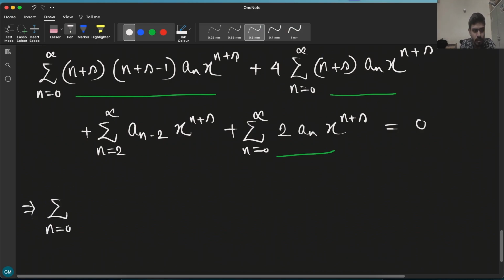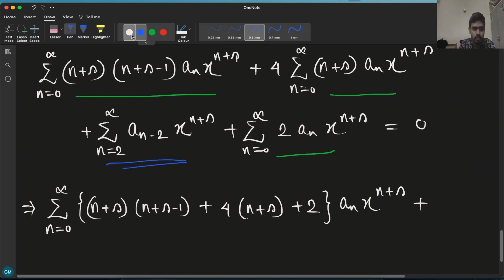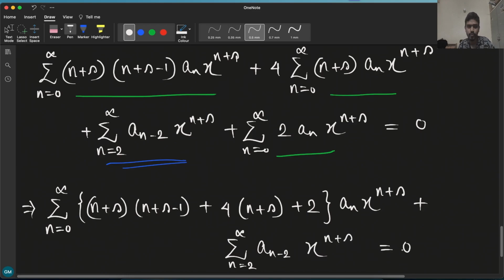So the sum over n equals 0 to infinity of (n plus s) times (n plus s minus 1) a_n. In all these terms, a_n and x to the power n plus s are common, so I can write them outside. Plus 4 times (n plus s) plus 2, times a_n x to the power n plus s, plus this term, the sum over n equals 2 to infinity of a_(n minus 2) x to the power n plus s, equals 0.